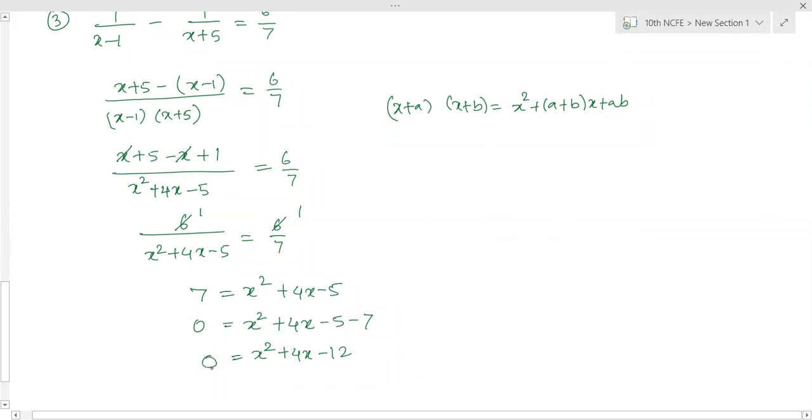Till this part, is it clear? Yes, ma'am. Why I have cancelled 6, 6, is it clear? In one step I have cancelled this 6. It would become 6 into 7 is equal to 6 into x squared plus 4x minus 5. Now this 6 goes here as division, so I directly cancelled it instead of writing that.